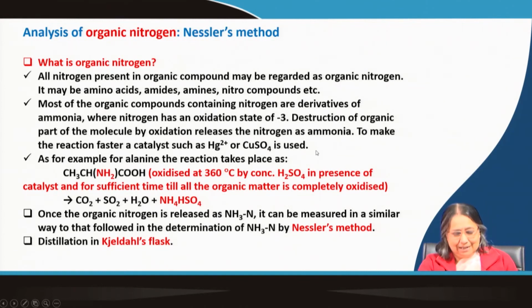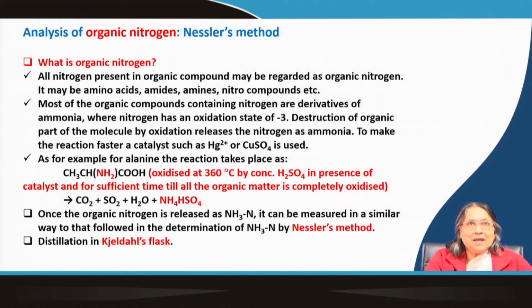You have already learnt what a catalyst is. It makes a reaction faster. And then it is explained using a typical example. This is alanine, the amino acid, an alpha amino acid, which is oxidized by sulfuric acid in the presence of a catalyst for sufficient time till all the organic matter is completely oxidized.